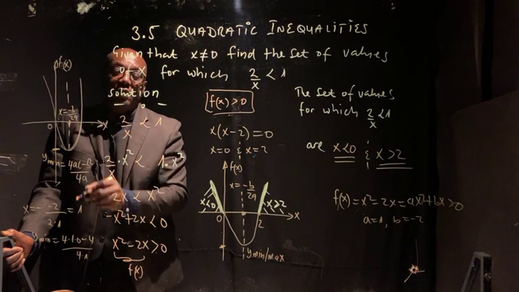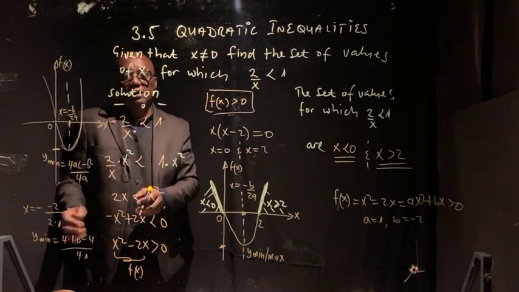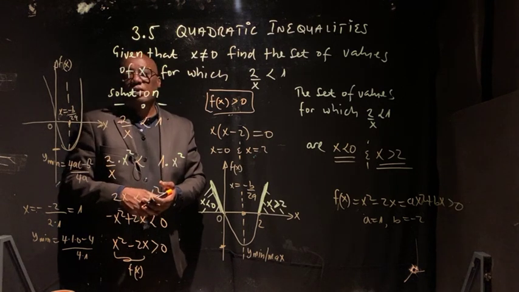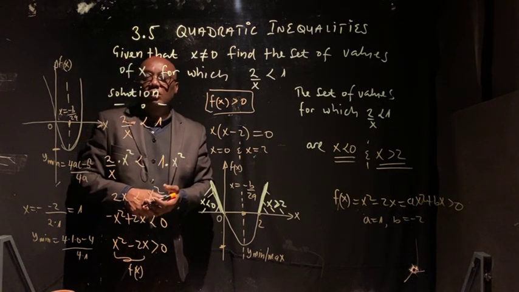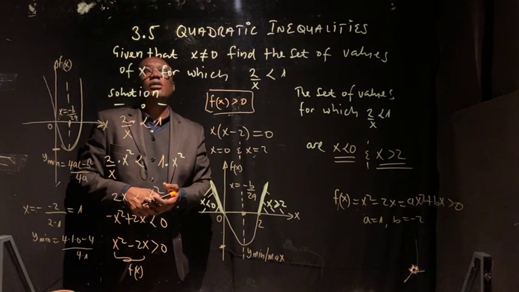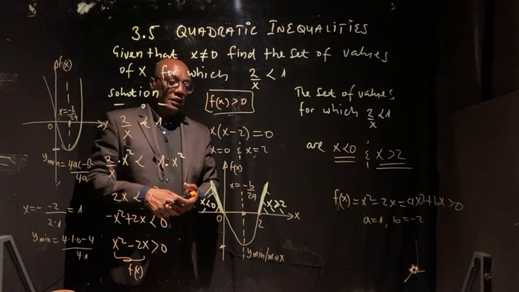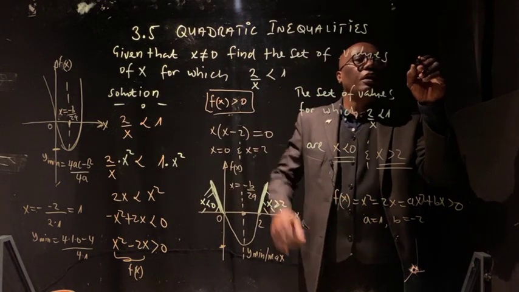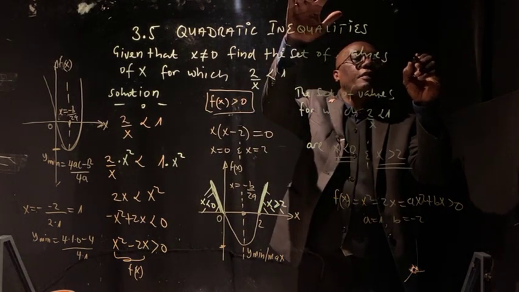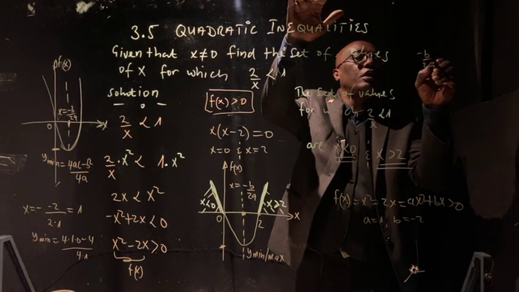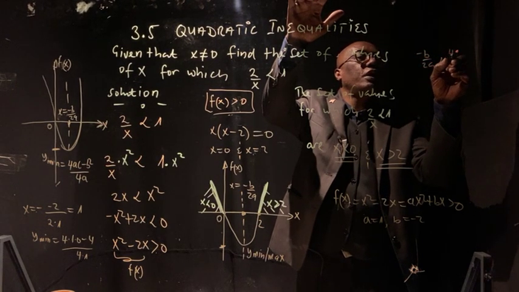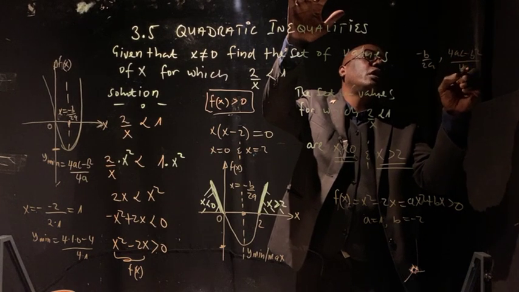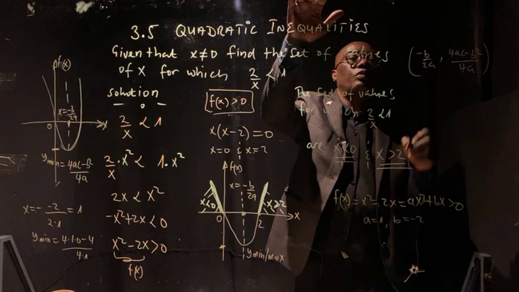x equals 1. So you can also see that at some point they may ask you in questions to find the coordinates of the turning point. The coordinates of the turning point will be negative b over 2a, 4ac minus b squared over 4a. These are the coordinates of the turning point.